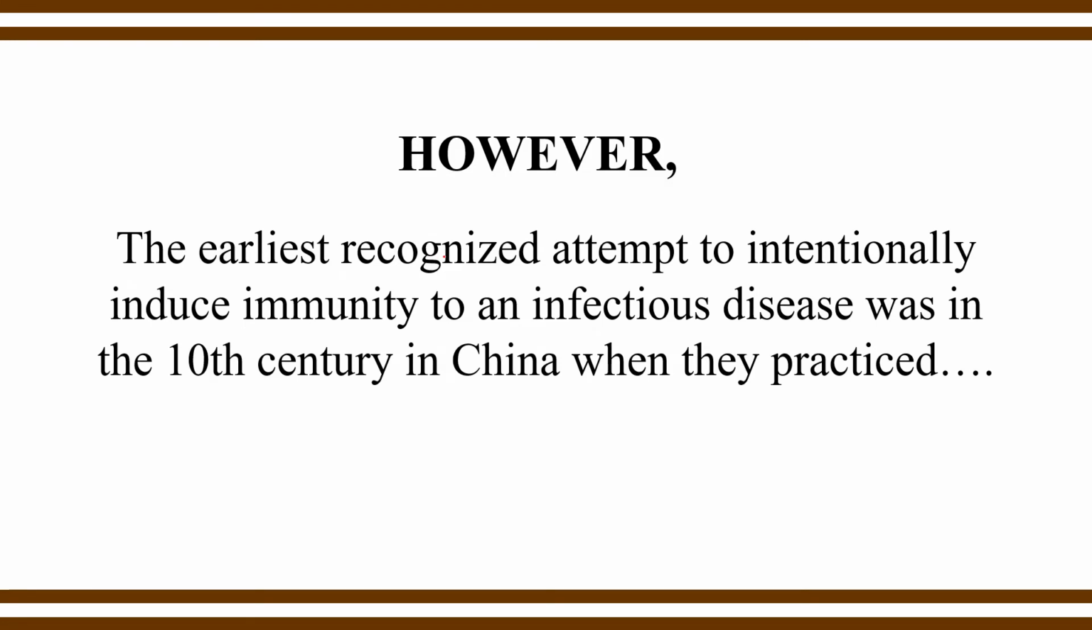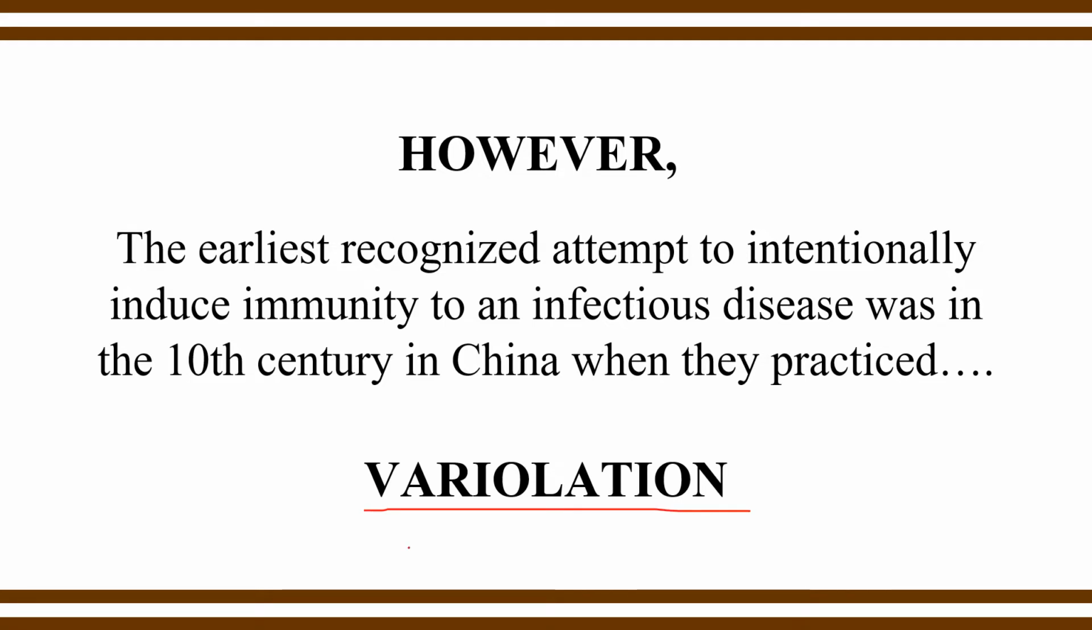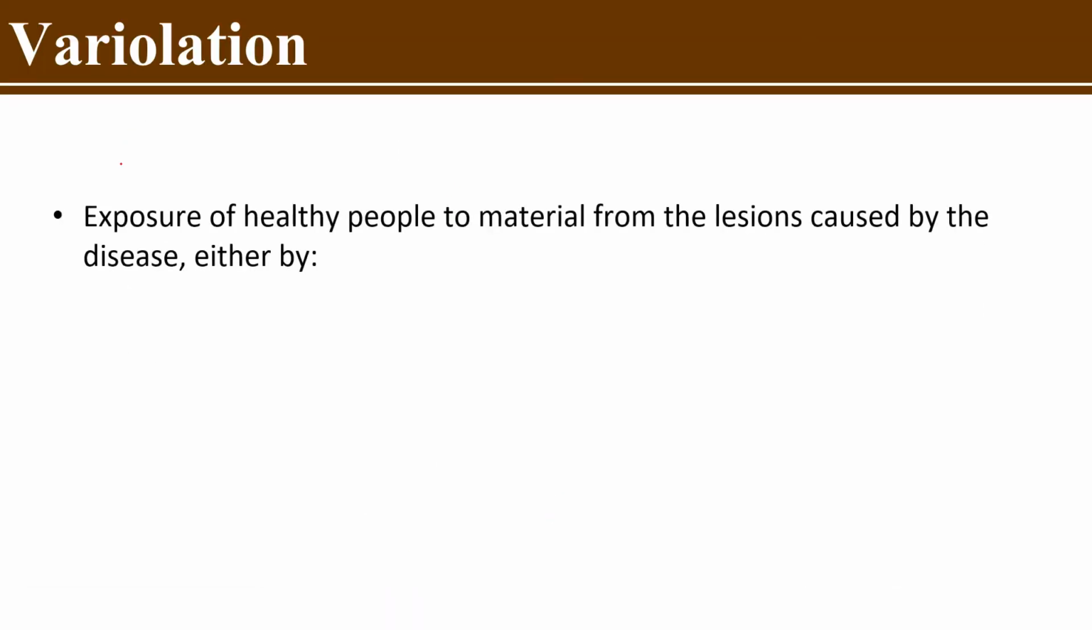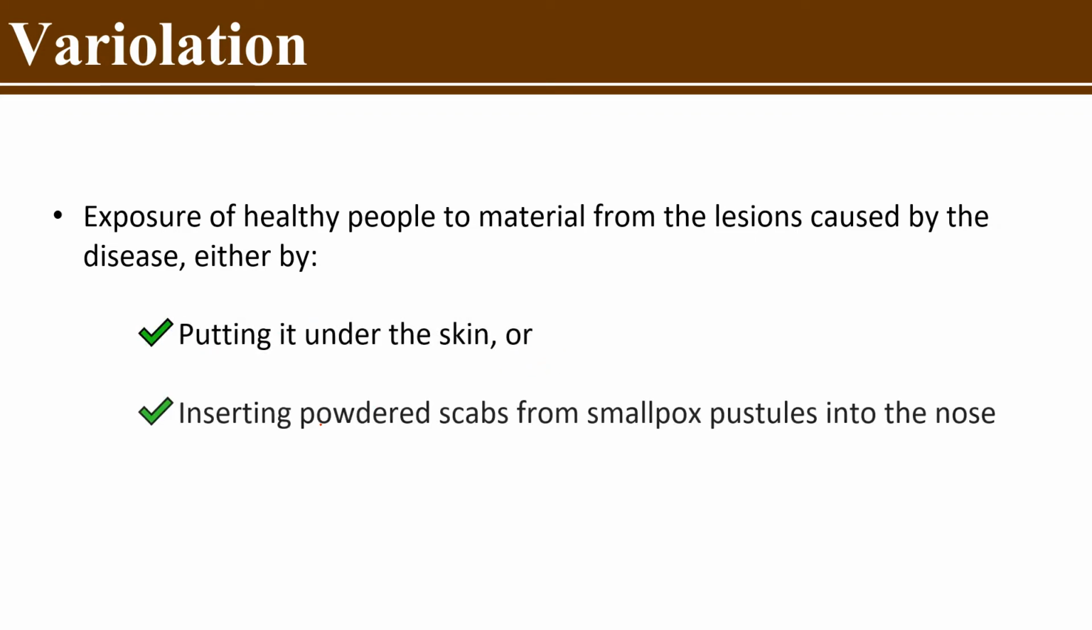However, class, the earliest recognized attempt to intentionally induce immunity to an infectious disease was in the 10th century in China, where they practice what you call variolation. Now, variolation, class, is the exposure of a healthy people to material from the lesions caused by the disease, either through putting it under the skin or inserting powdered scabs from smallpox pustules in the nose.